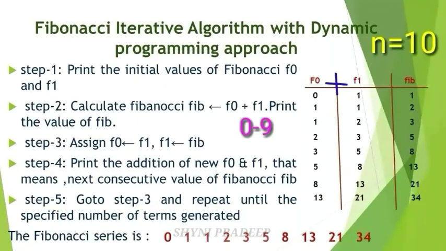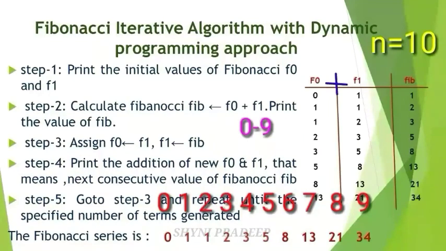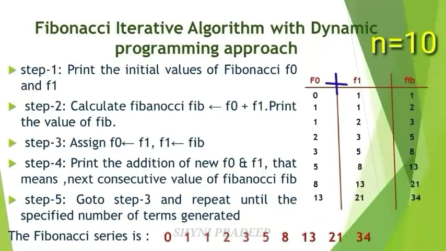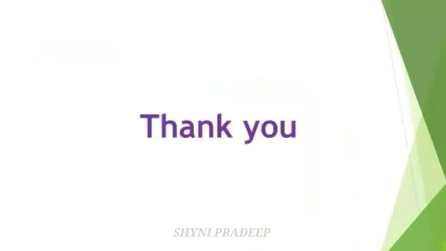9, okay. 0 to 9 means index positions are 0, 1, 2, 3, 4, 5, 6, 7, 8, 9. 0 to 9, okay. We have to find the Fibonacci series for only 10 digits, okay. So write the Fibonacci series for 10 digits only, okay. So this is about dynamic programming and the Fibonacci series. I hope you understand. Thank you, students.